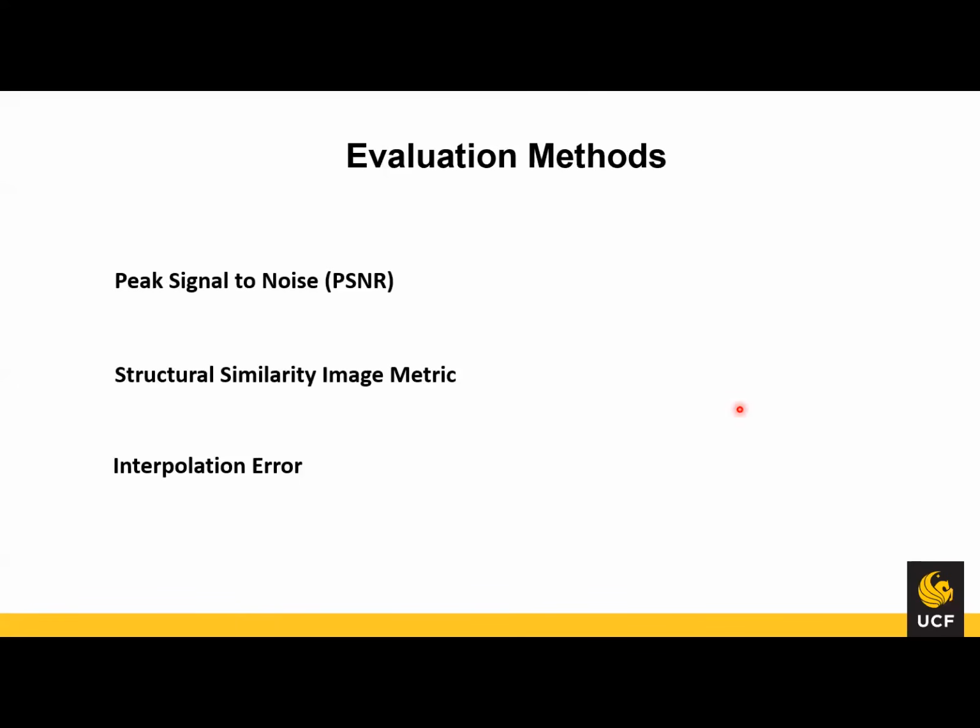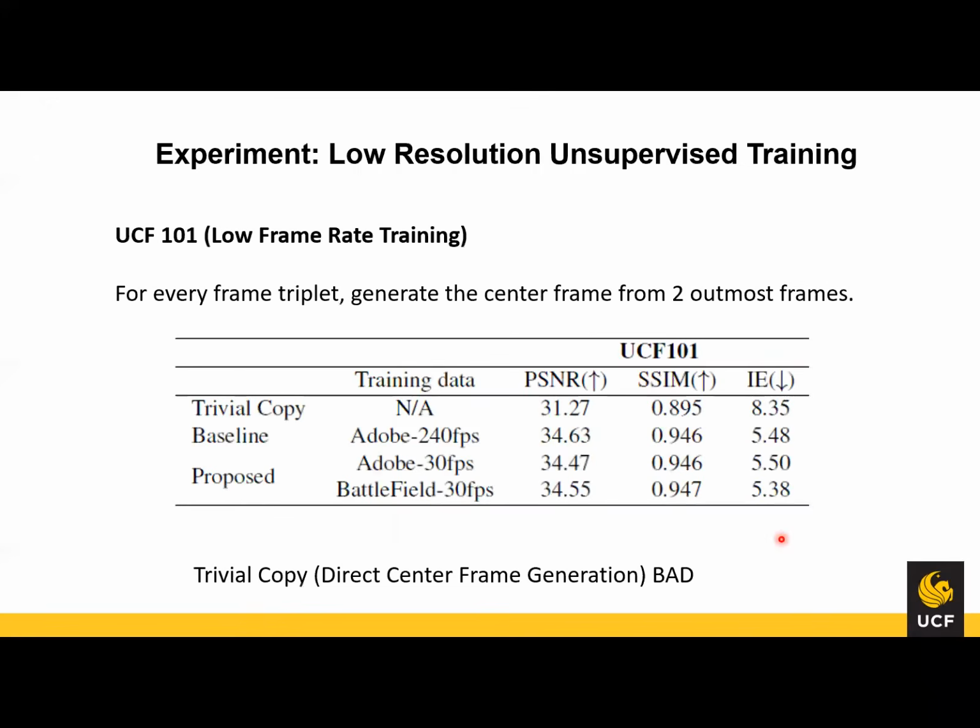Okay, so what evaluation methods does the network use? Well, it uses peak signal to noise ratio, structural similarity image metric, and interpolation error. We've seen peak signal to noise already, and we've also seen structural similarity, but we've never seen interpolation error. It's just a root mean squared error between the real world ground truth image and the interpolated images. Because this is an error value, the lower the value, the better it is. Not unlike peak signal to noise or SSIM.